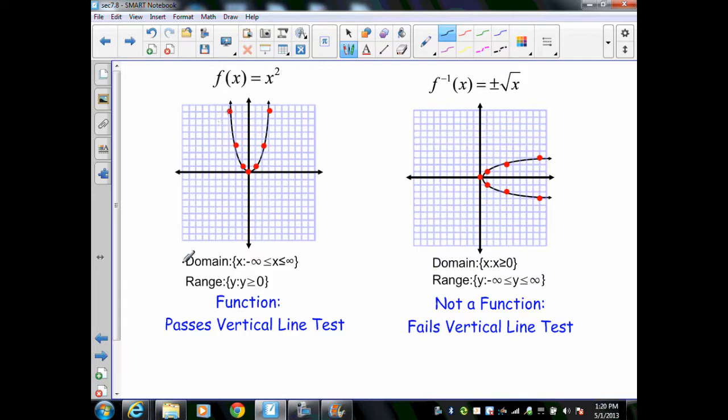When I do that, we'd know our domain is x between positive infinity and negative infinity, and we'd have y is greater than or equal to 0. We know that this passes the vertical line test, therefore it is a function. If I find the inverse of this, I end up with plus or minus the square root of x. Notice this does not pass the vertical line test, and it's not a function. But the domain is x greater than or equal to 0, and my y is between positive and negative infinity.